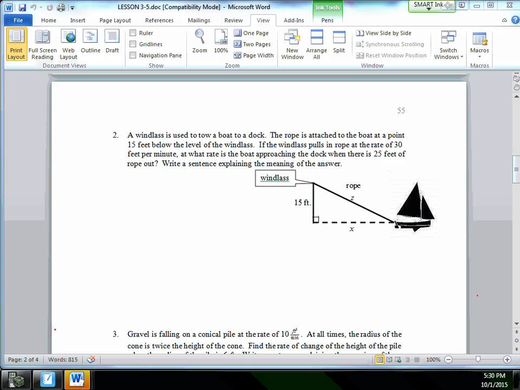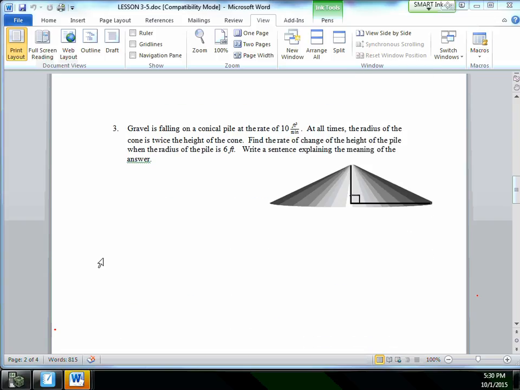Okay, we are on our last example right here. So read the problem, then go through and highlight. So we have gravel falling onto a conical pile at a rate of 10. Always look at your units. Cubic feet per, I think that was minute. So I know that has to be a volume because of my feet cubed. And it's a rate, so dV/dt equals 10.